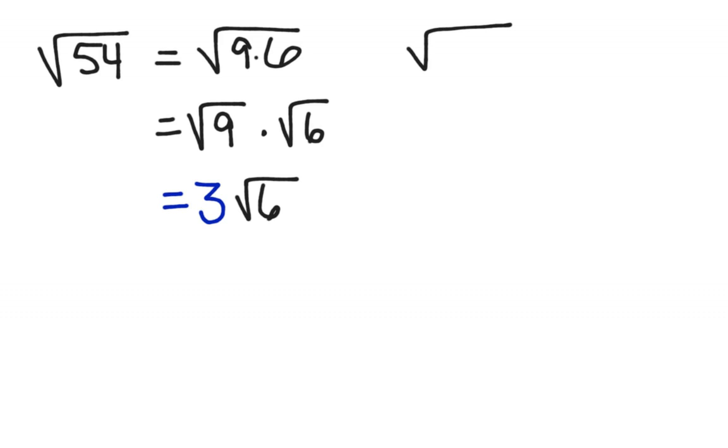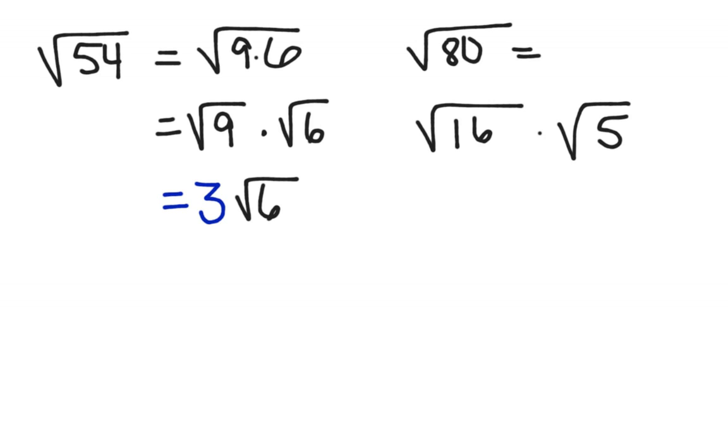I can do something similar with the square root of 80. Again, I'm looking for the highest perfect square that goes into 80. That happens to be 16. We can rewrite the square root of 80 as the square root of 16 times the square root of 5. Square root of 16 is 4, so we can do that and leave our square root of 5 there. Remember, too, we can read these answers as radicals, so it could be 3 radical 6, 4 radical 5, and so on.